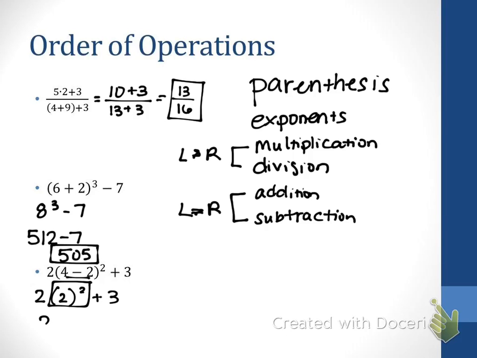So 2 squared is 4. Now I do multiplication. 2 times 4 is 8. 8 plus 3 is 11. See how different the answers are? If I did it out of order of operations, I got 19. If I did it with order of operations, I get 11. And 11 is the only correct answer.